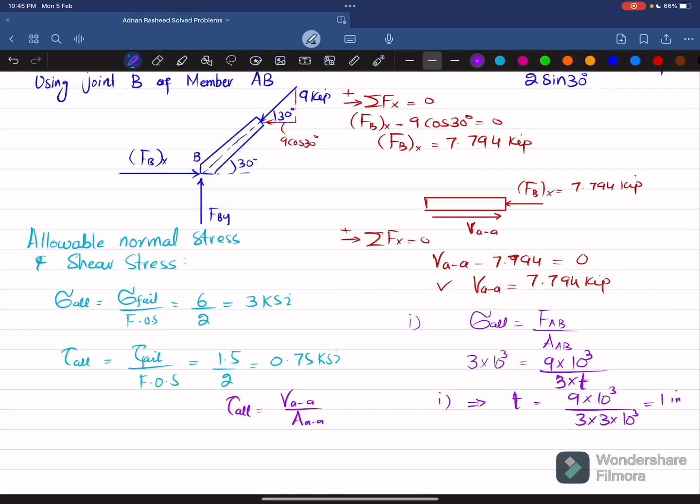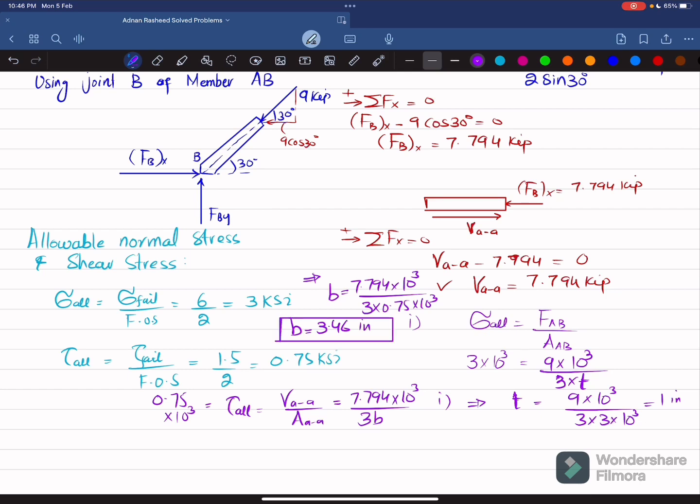So put the values. VAA is 7.794 divided by 3B is equal to the allowable shearing stress, which is 0.75 into 10 to the power 3. So what we will get is that B is equal to 7.794, and there is 10 to the power 3 because it is in kip, divided by 3 into 0.75 into 10 to the power 3. So B is equal to 3.46 inch. So that is the answer of our second part.